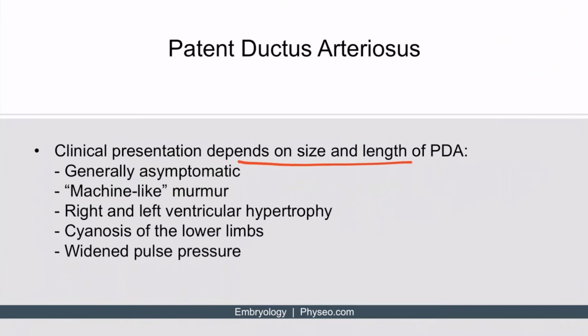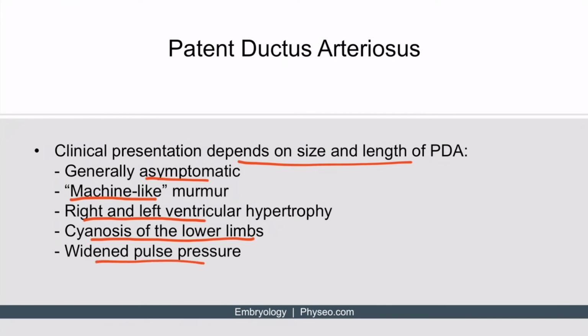Patients with a PDA are generally asymptomatic and are usually diagnosed because of an incidental finding on physical examination later in life. Symptomatic PDAs present with a machine-like murmur, which is a popular phrase that appears on the boards. It results in right and left ventricular hypertrophy because the ventricles have to work extra hard to keep blood flowing. Patients may also present with cyanosis of the lower limbs. This occurs because deoxygenated blood is delivered into the descending aorta, affecting the lower limbs. Finally, patients may have a widened pulse pressure.